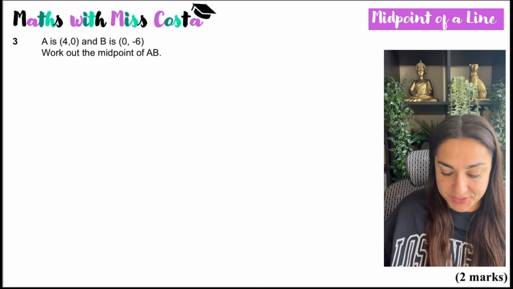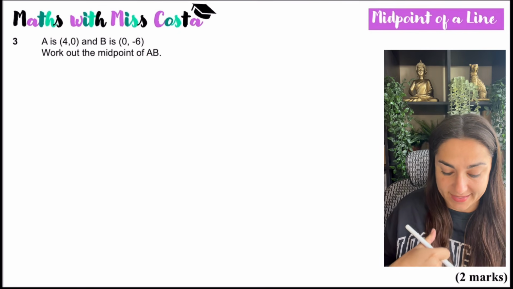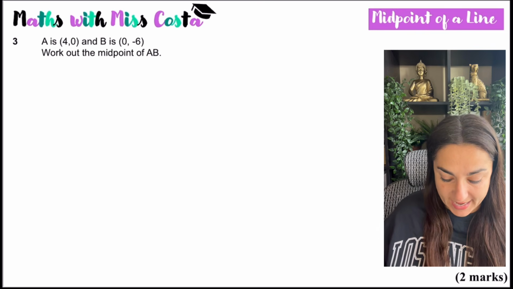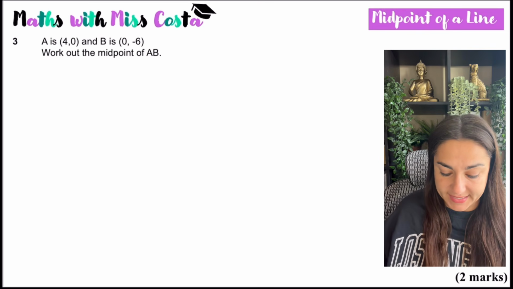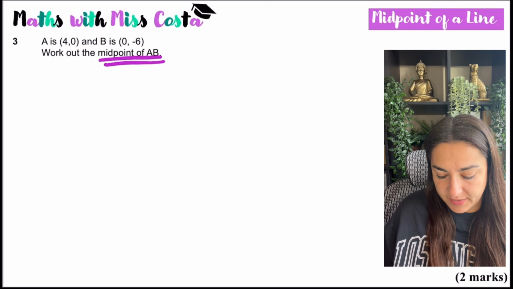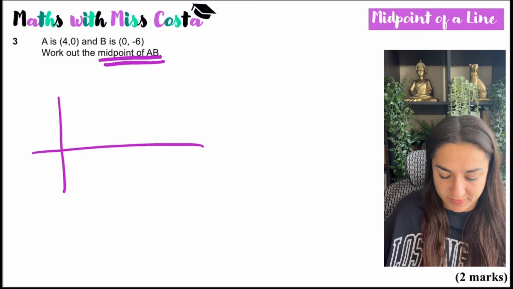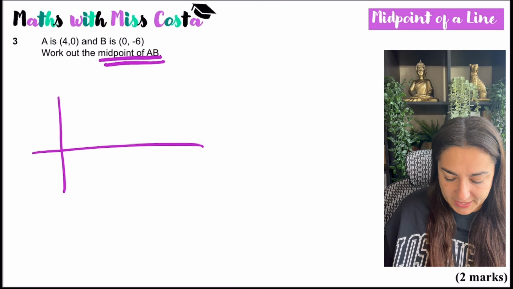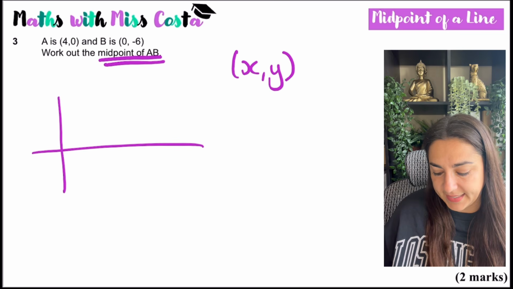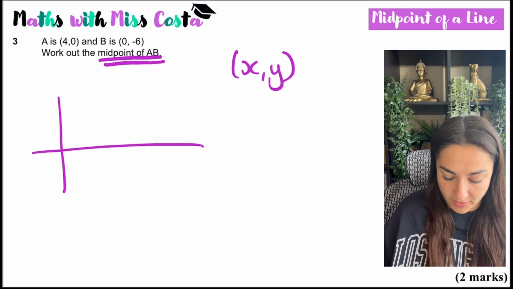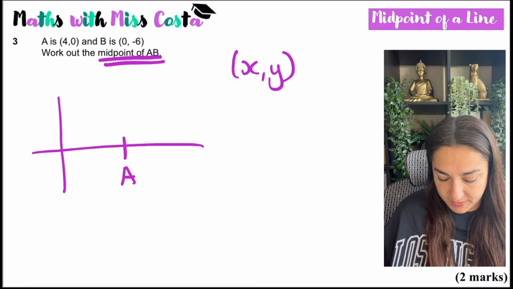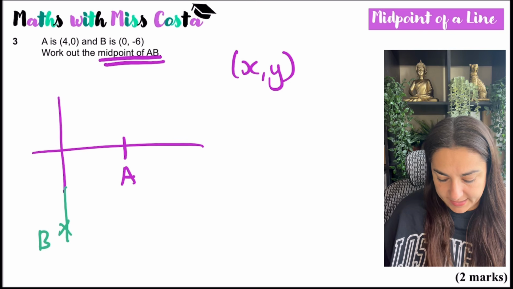Okay, in this question I have been given 2 points. A is the coordinate 4, 0, and B is the coordinate 0, -6. And I need to work out the midpoint of AB. I could just draw a quick sketch if I wanted to visualize it. So A is 4, 0. Remember the X coordinate always comes first, then the Y coordinate. So 4, 0 would be here. B is 0, -6, so it would be somewhere over here. And I need to work out what the midpoint is.